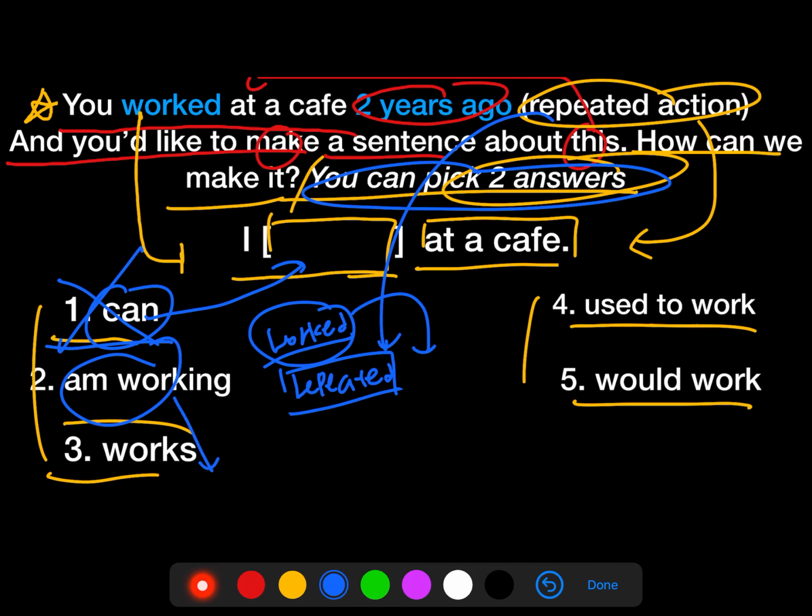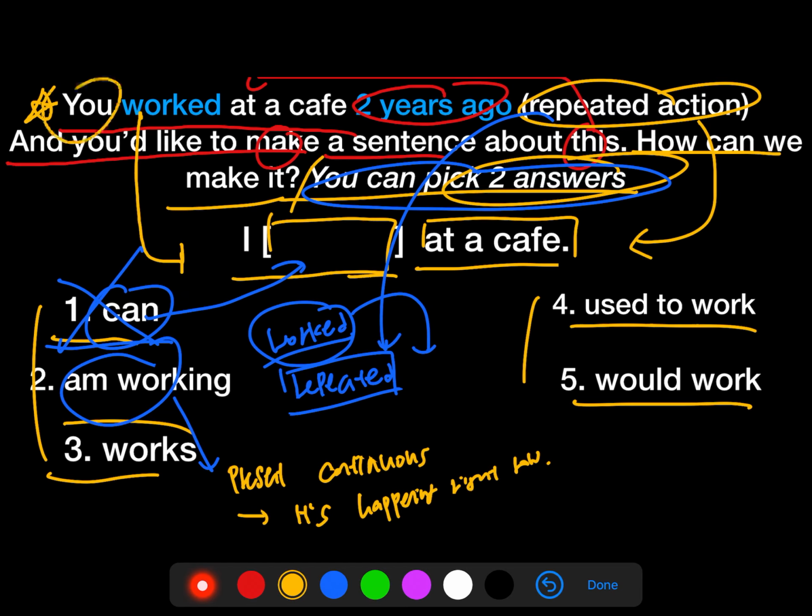So am working, be plus ing means present continuous. It says it's happening right now. Is this person still working at a cafe? No. It's 2 years ago. So it's the past. So the present continuous is incorrect. So not 2. Okay, number 3.